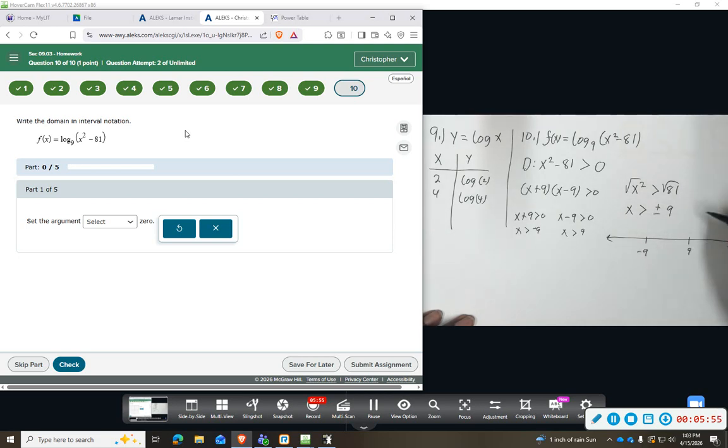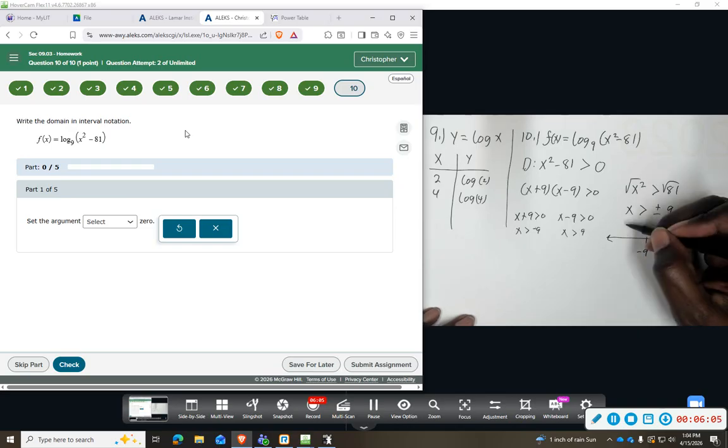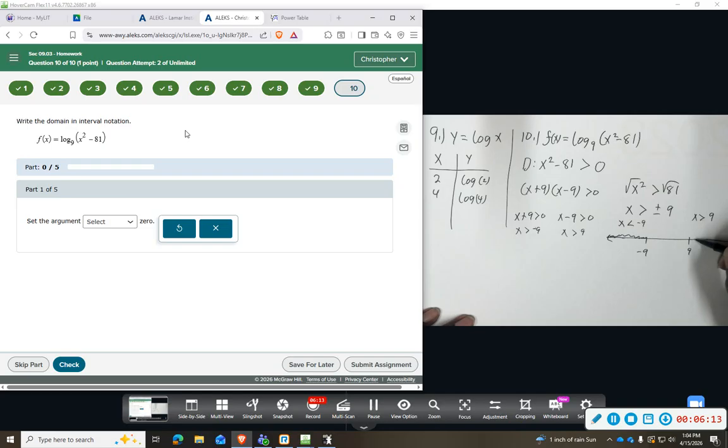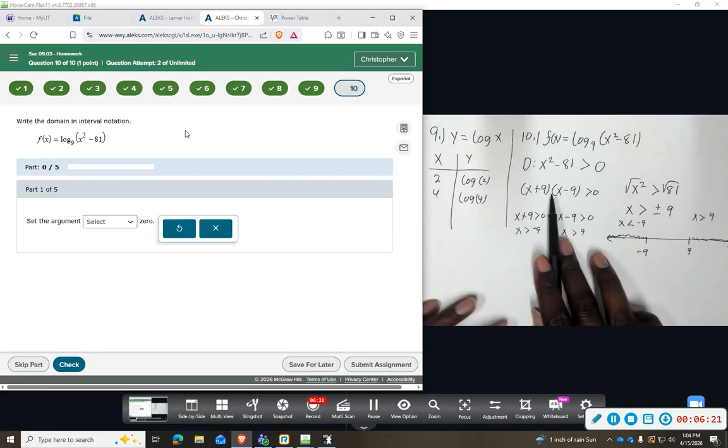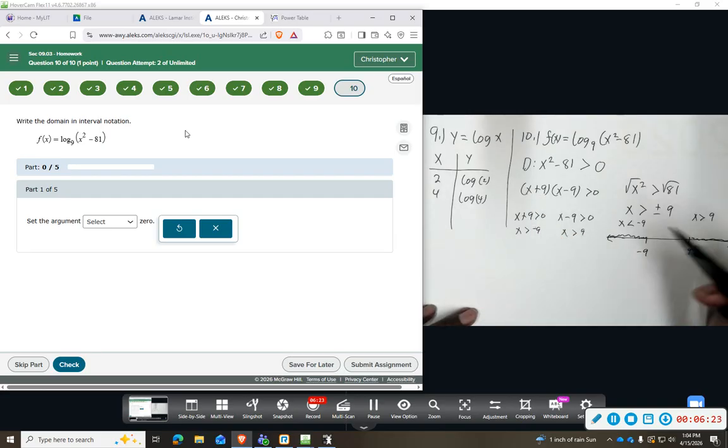When we do the positive x greater than 9, that stays the same. When we change the sign from positive to negative, the sign flips, and so we're saying x has to be less than -9. So we're actually getting this section and this section. I might be missing something on the sign flipping here, but we'll keep going. But this is what we should get: from -infinity to -9, and from +9 to infinity.